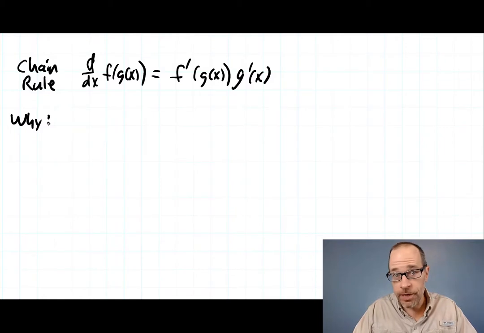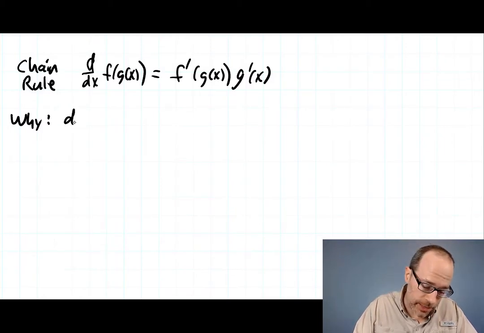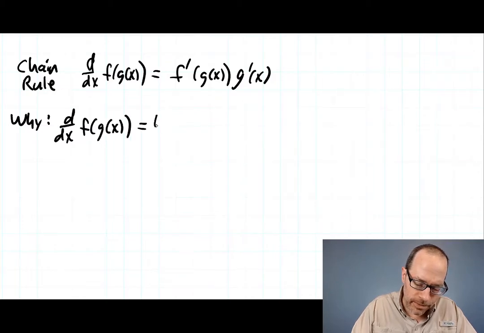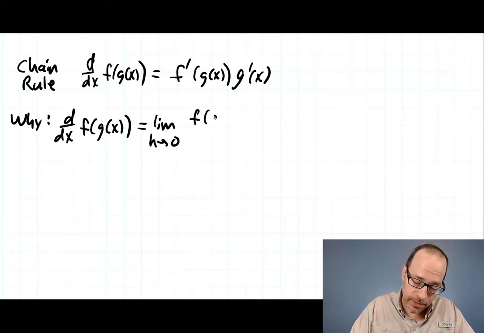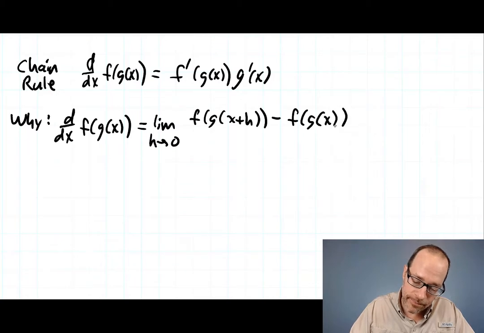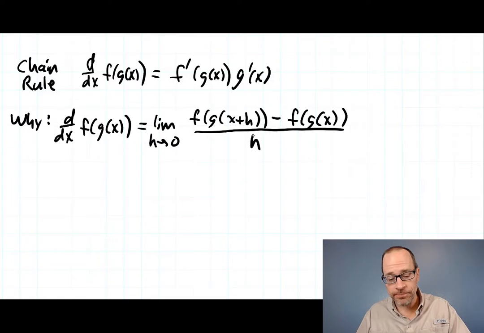The start of this problem is just as you'd think. d by dx of f of g of x is the limit as h goes to 0, where you plug in x plus h, so f of g of x plus h minus f of g of x, all divided by h, and let h go to 0.